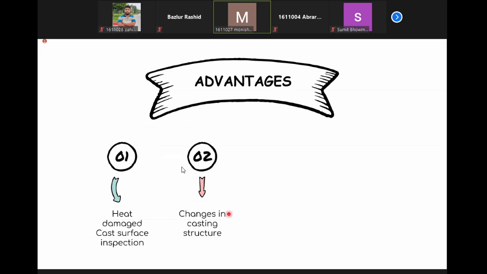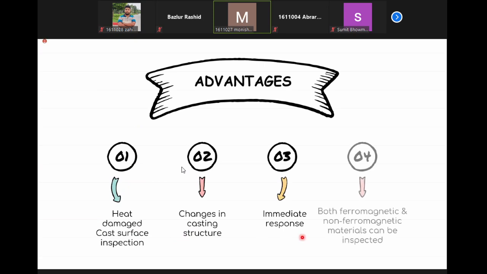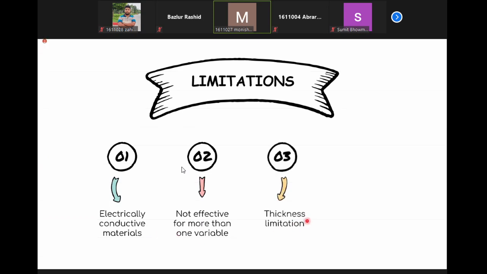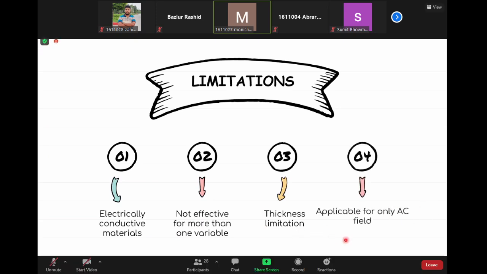The advantages are that heat-damaged surfaces can be examined here. Changes in casting structure also can be detected, it is much faster, and both magnetic and ferromagnetic materials can be inspected, which was not possible in radiography or magnetic particle inspection. The limitations are that only electrically conductive materials can be used here. If a variable is changed, it cannot be dependable, as it depends on multiple variables, and there are thickness limitations. We have seen this in the skin effect, and finally, it is only applicable for an AC field.